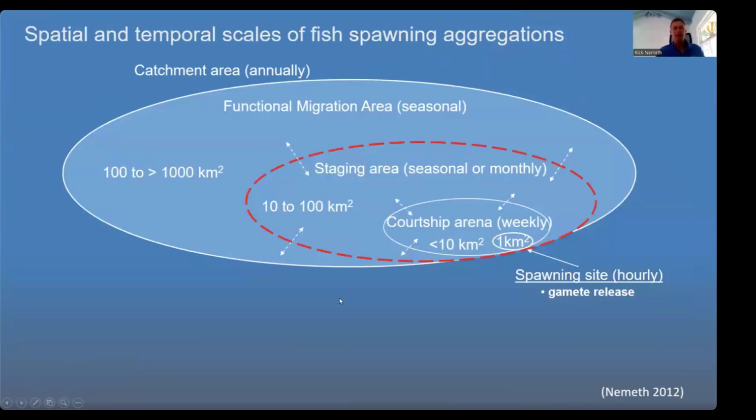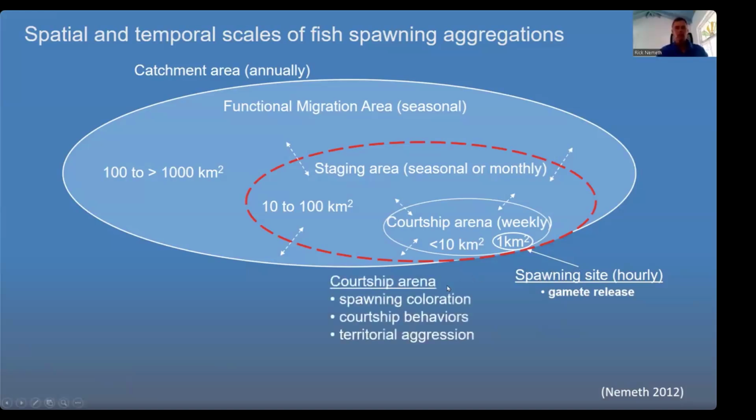Before I talk about the spatial patterns, I would like to provide an overview of the spatial and temporal structure of spawning aggregation sites. Evidence from several species that aggregate to spawn shows similarities in their space use. The spawning site is a fairly small area of less than 1 kilometer squared where gamete release can be observed. The courtship arena around the spawning site is typically less than 10 kilometers squared, and it's where courtship colorations and behaviors can be seen, as well as territorial aggression. Fish occupy this area in the hours before spawning during the week of the lunar cycle.